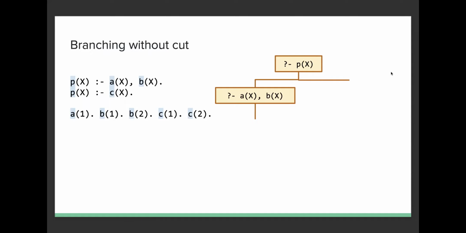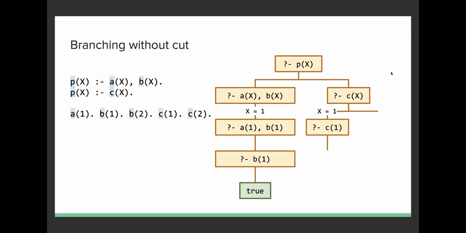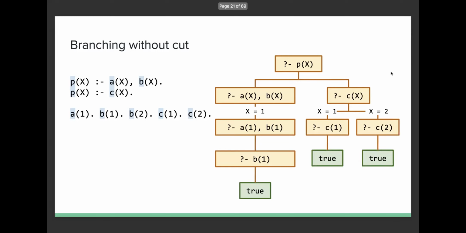Then A of x can be matched with the one fact that we know, A of 1. And here x equals 1 is the variable substitution that happens. Then we have to check B of 1. That is obviously true, so we'll end up with true. And then if we need more solutions, we backtrack and we go to the second line of definition for P of x. Here we have C of x, and again, it's either C of 1 or C of 2.